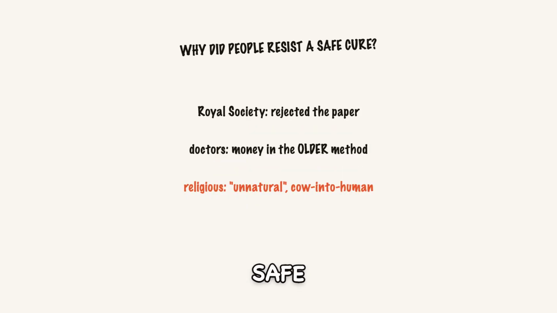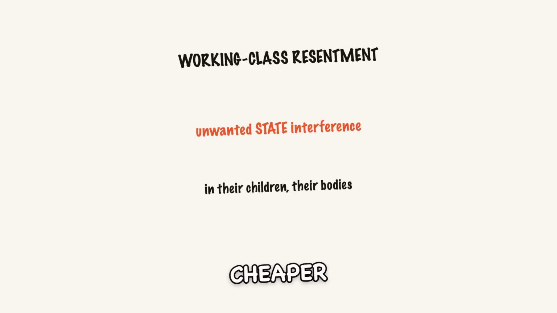You might expect a safe cure for a terrifying disease to be embraced instantly. It wasn't, and the reasons are ones the exam boards want you to understand. The Royal Society initially rejected Jenner's paper. Doctors who made good money from the older, riskier inoculation method had a financial reason to resist a cheaper rival treatment. Religious objectors called vaccination unnatural, or even blasphemous, for deliberately putting animal matter into a human body.